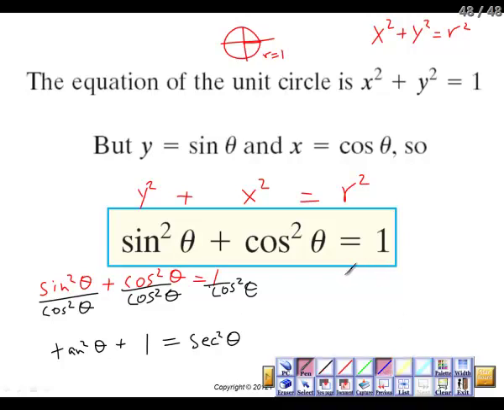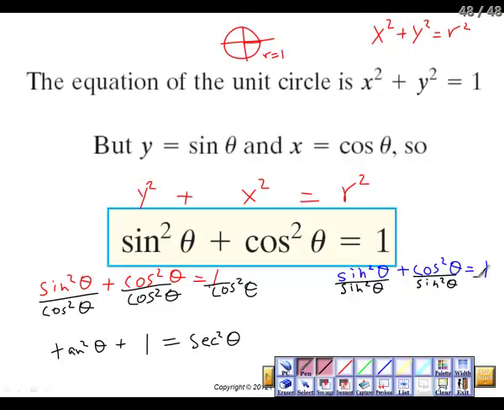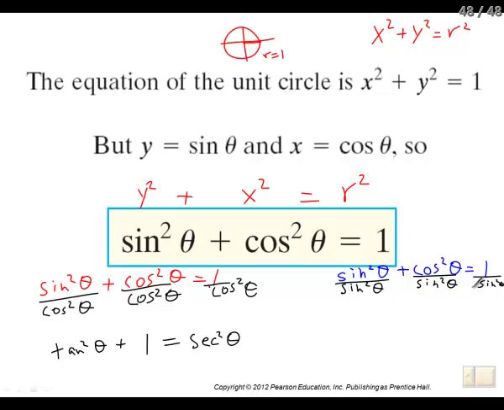Now, again, let's do this again. Here we have sine squared theta plus cosine squared theta equals 1. And this time, we're going to divide everything by sine squared theta. Basically what we're doing here is you can do anything as long as what you do to one side, you do to the other side. So algebraically we can do this.